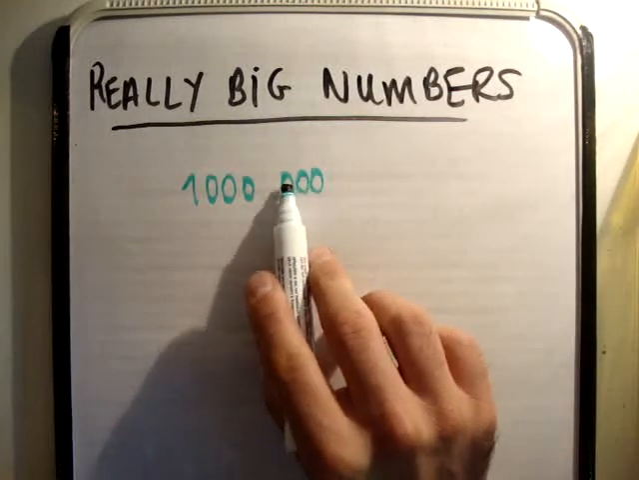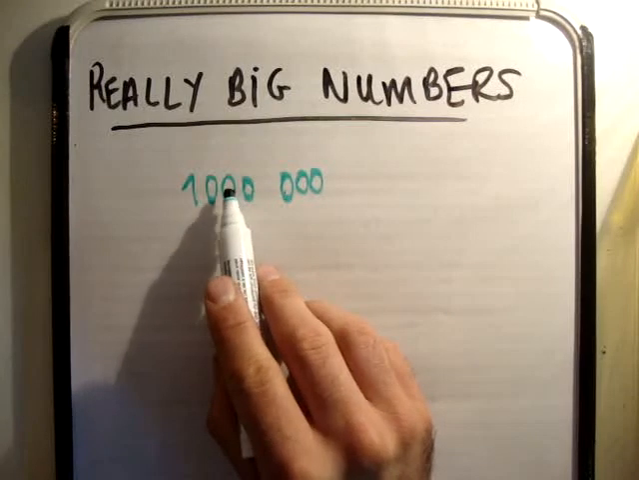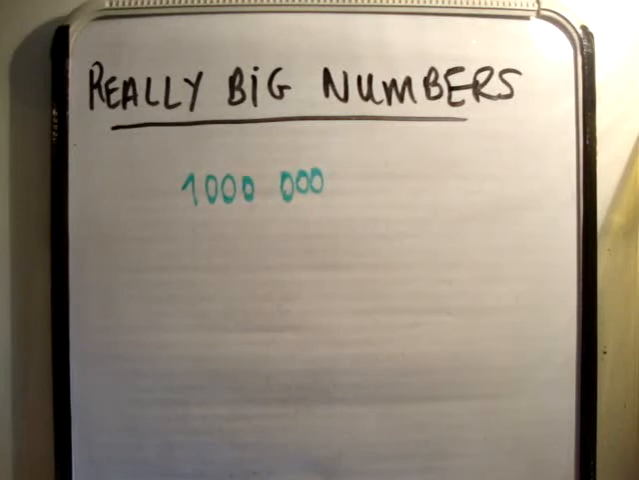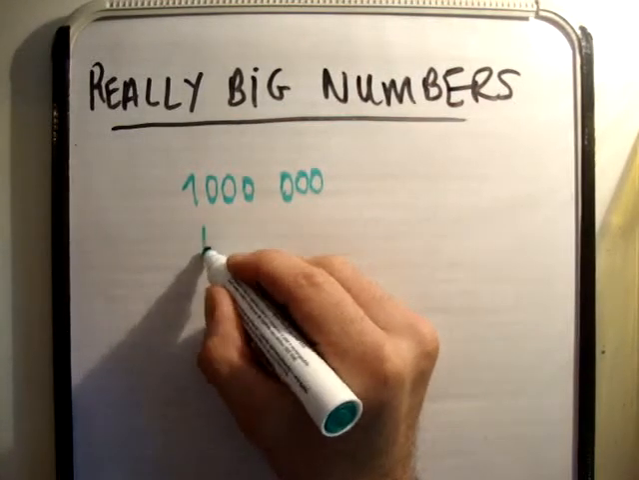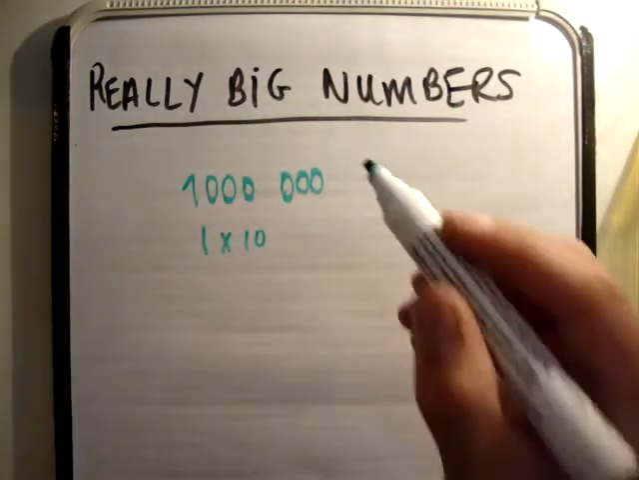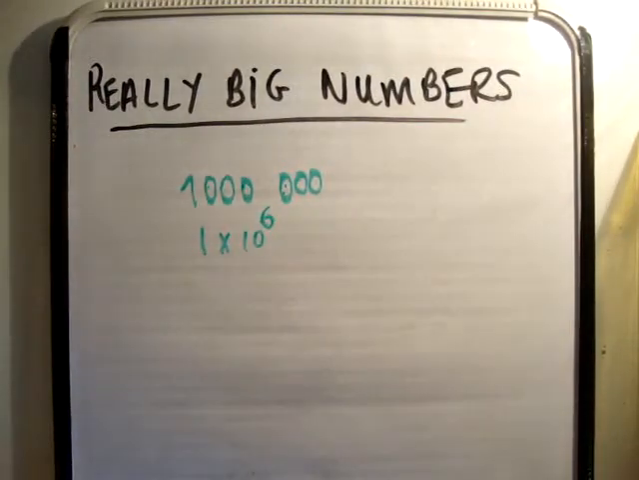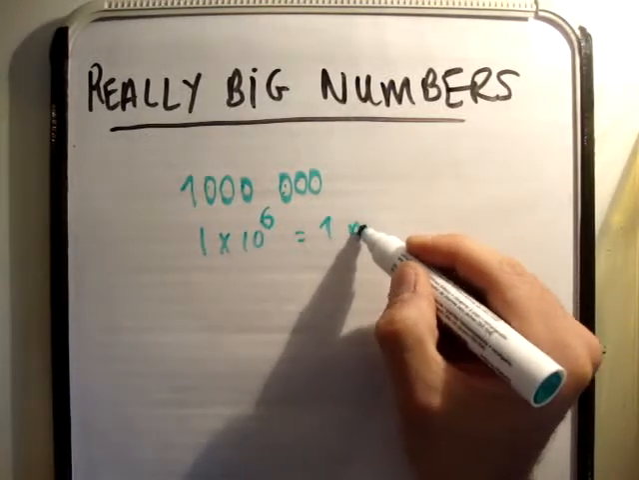Remember, each of these zeros is a 10, so that's 10, 100, 1000, 10,000, 100,000, and then we finally come to a million. Alright? So we would write this number as 1 times 10 to the, and how many powers of 10 do we have? We have 1, 2, 3, 4, 5, 6. 6 powers of 10. So 1 times 10 to the 6 is equal to 1 million.